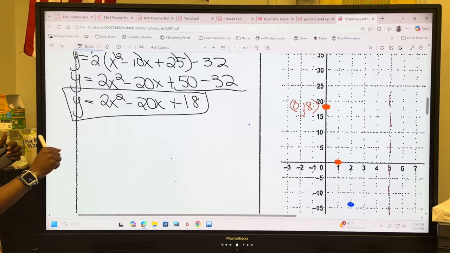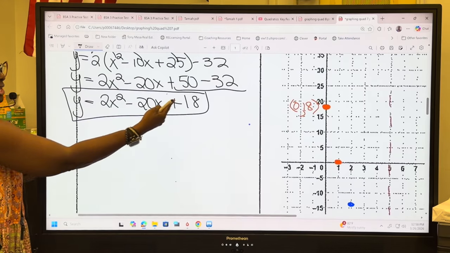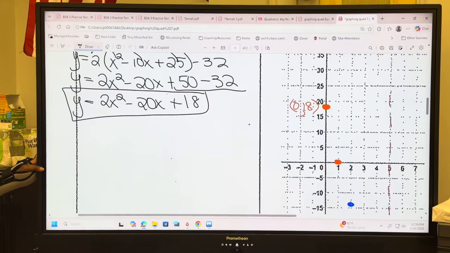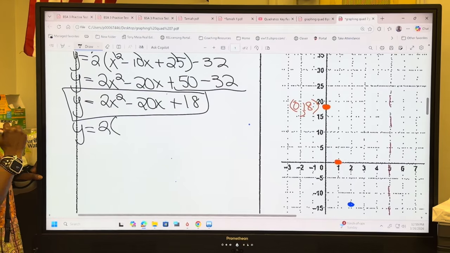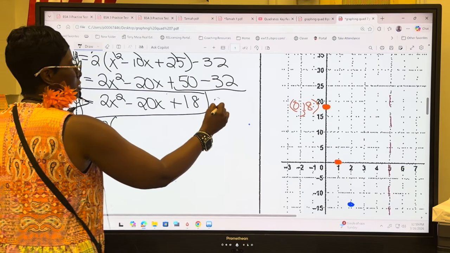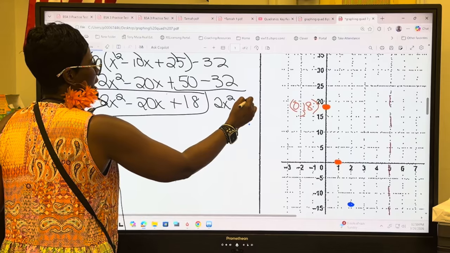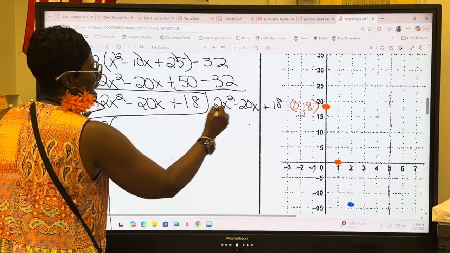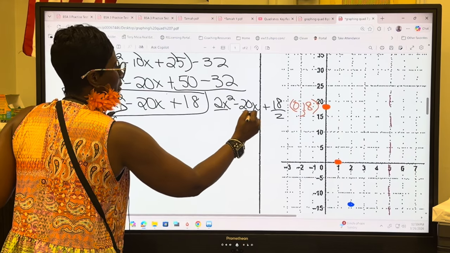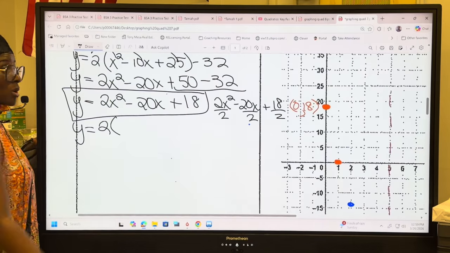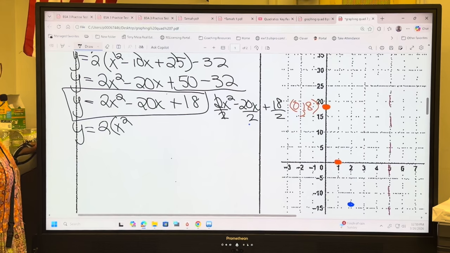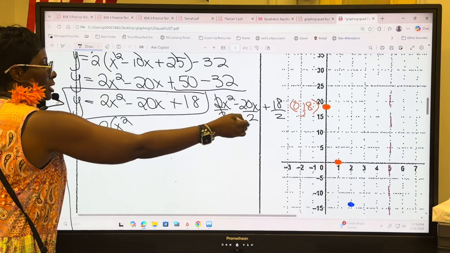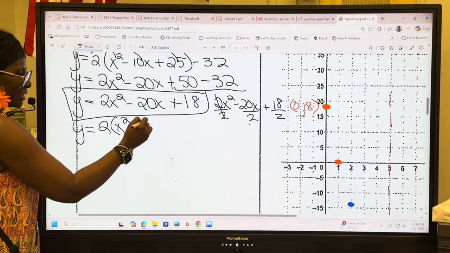Matter of fact, even before I do that, question. Is there something I can pull out of all 3 of these and make this simpler? A 2. So let's do that. Y equals 2 times. If I have 2x squared minus 20x plus 18, and I divide all 3 of these by a 2, what's going to happen to these 2? Cancel out and leave me what? X squared. What's going to happen to these 2? They become what? Negative 10x.